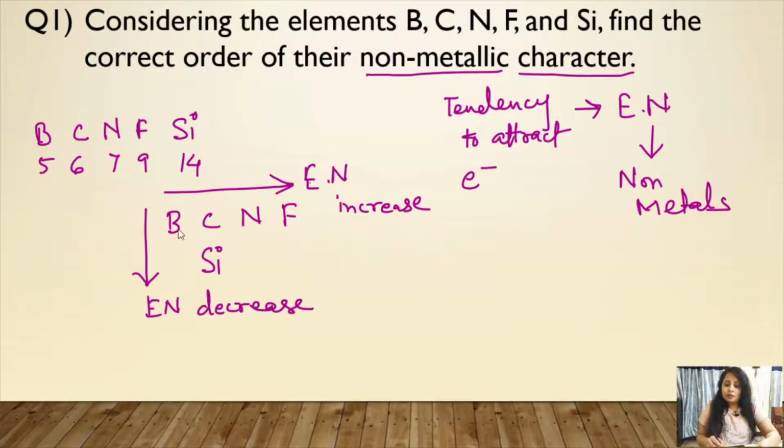And in a group, electronegativity decreases because of the increasing size. As we move down, the size of the atoms increases. So the nucleus is far away from the outermost shell, so it has very little power to attract electrons. That's why the bigger the size, the smaller the electronegativity.